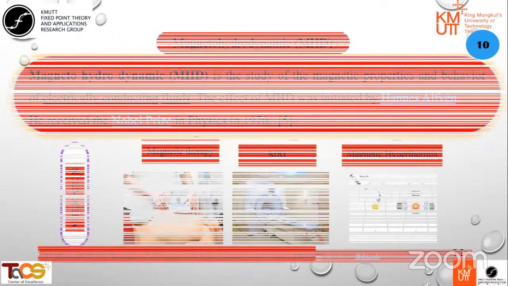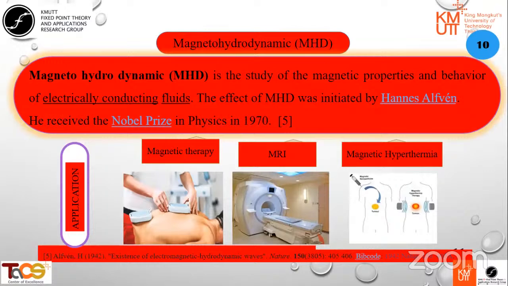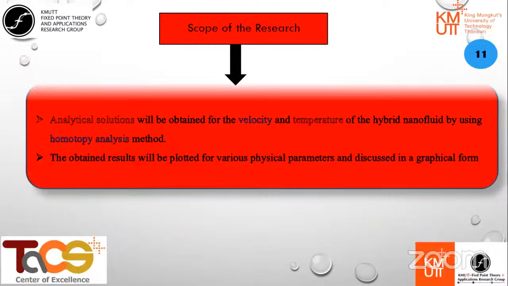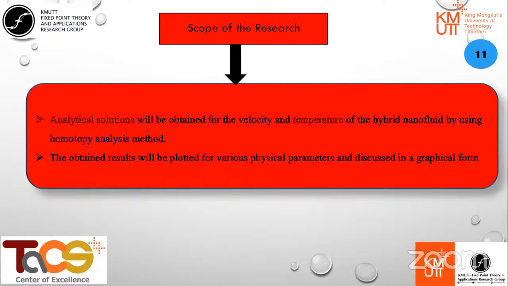Magnetohydrodynamics is the study of the magnetic properties and behavior of electrically conducting fluid. Its applications are given here, like magnetic therapy, MRI, and magnetic hyperthermia. The scope of this research is that an analytical solution will be obtained for the velocity and temperature of the hybrid nanofluid by using the homotopy analysis method, and the obtained results will be plotted for various physical parameters and discussed in graphical form.